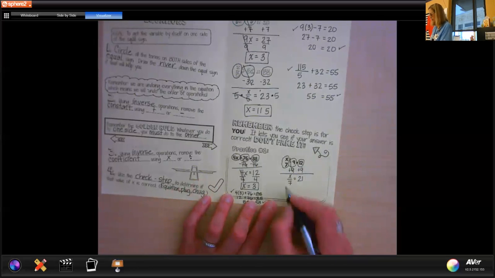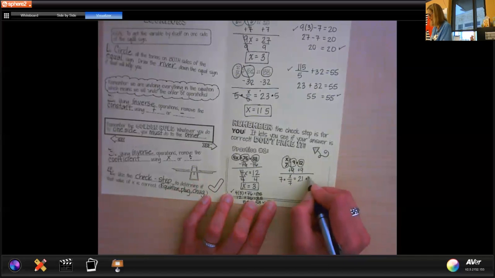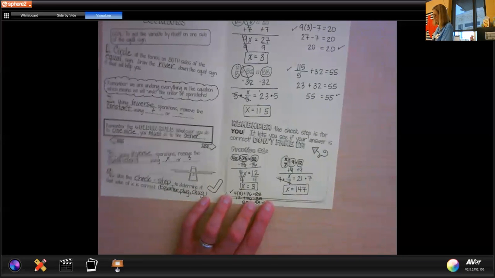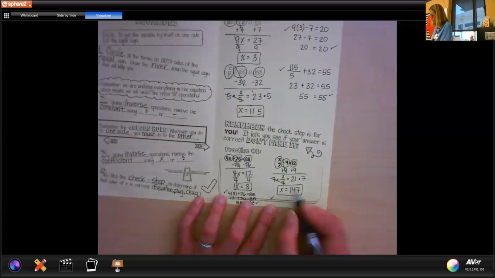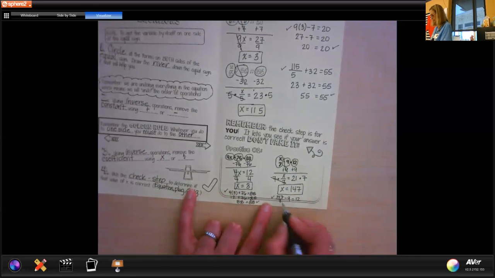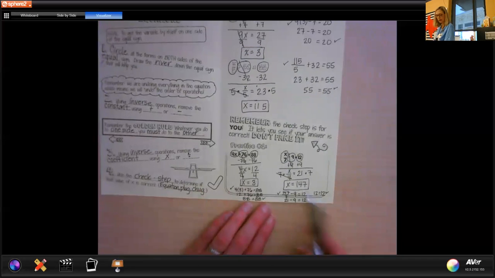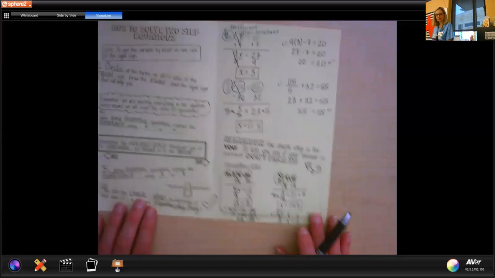The opposite of dividing by 7 would be multiplying by 7. These will cancel out. 21 times 7 is 147. So x equals 147. I'm going to go ahead and do that check. I'm going to plug in 147 divided by 7 minus 9 equals 12. 147 divided by 7 would be 21. 21 minus 9 is 12. And 12 equals 12. Therefore, I know that x equals 147 is the correct solution.